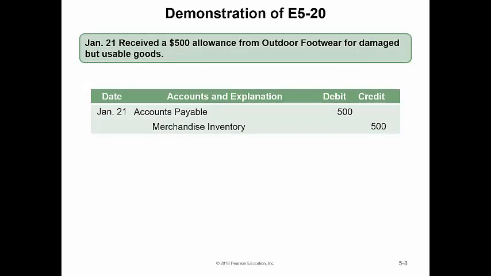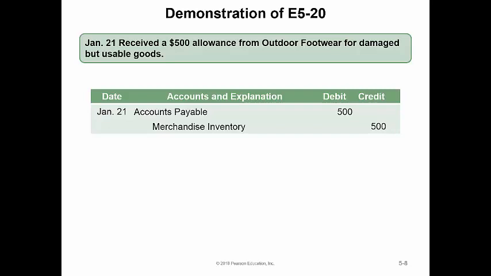On the 21st, we received a $500 allowance from Outdoor Footwear for damaged but usable goods. So this means they're not wanting the goods back. We can still use them, but let's say the shoes got to us and they were really dirty. So we're going to have to clean them up, but we're still going to be able to sell them for full price. So we call the company up and say, hey, this is what happened. This isn't acceptable. And they say, you know what, go ahead and keep the shoes. We'll just credit your account for $500.